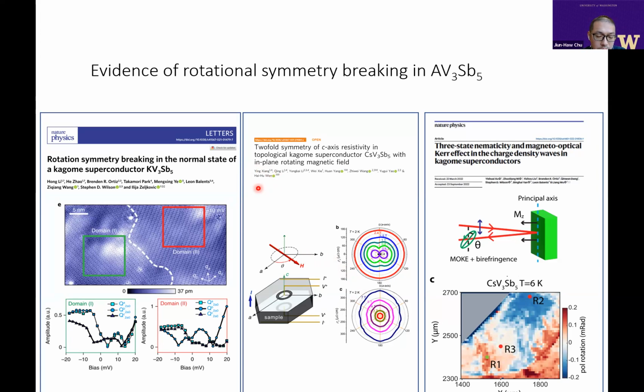In addition to that, there's STM, for example this work by Ilya Zeljkovic's group at Boston College, where they found that the intensity of the CDW modulation for different Q is different. And then they see domains where, when you go from one domain to another, a different Q has stronger intensity. Now, in addition to that, there's also optical birefringence.